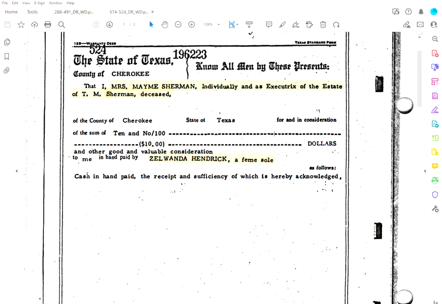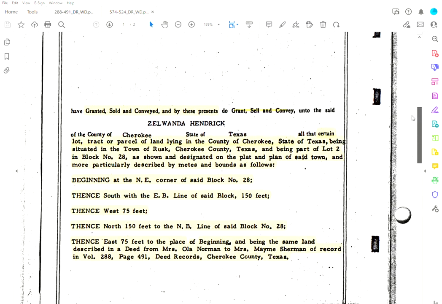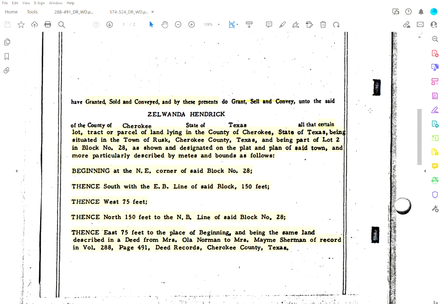So here it says it was cash in hand paid. That means there's no mortgage and there's no deed of trust. So she's paid in full. Here's the next very important part of this document. This is called the conveyance language.